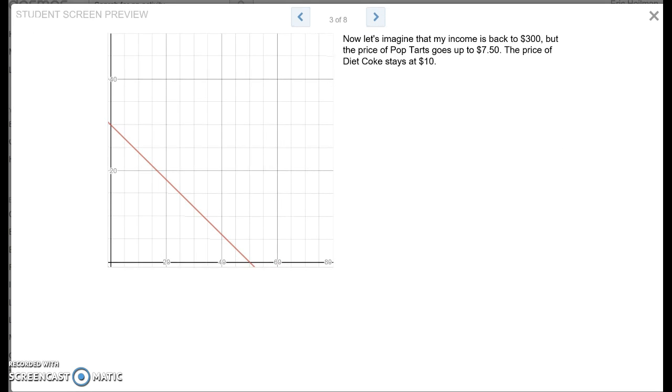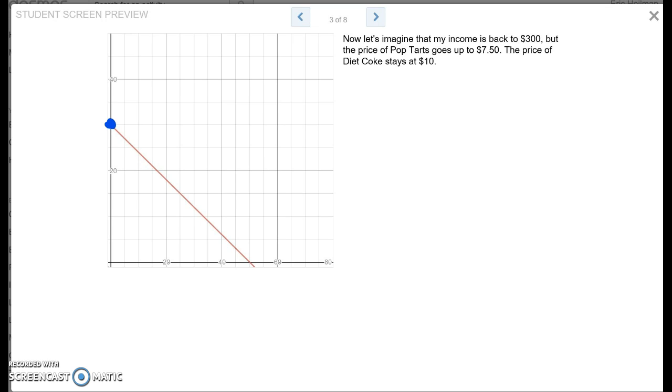Okay. So same deal. We're back up to an income of $300. So back to the default scenario. That's what the budget constraint on the screen is. But let's assume that the price of Pop-Tarts goes up from $6 to $7.50. Price of Diet Coke stays the same. Okay. So if I spend all of my money on Diet Coke, I'm still going to be able to afford 30 cases. So I'm still going to be right there.